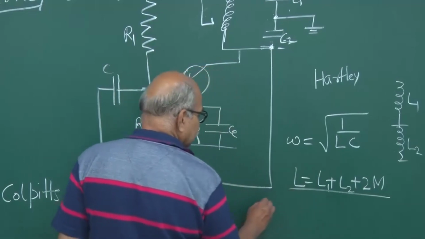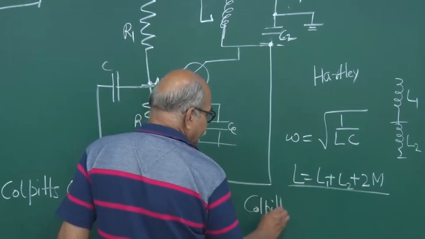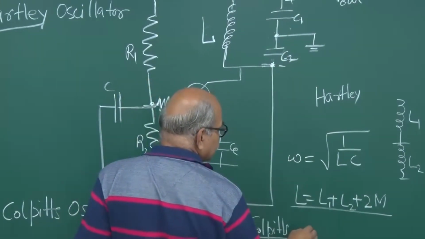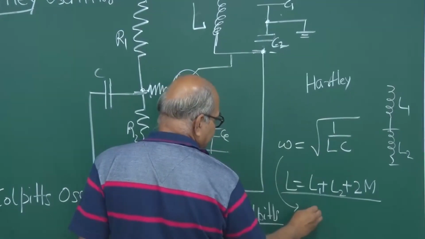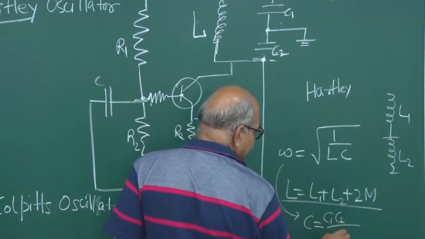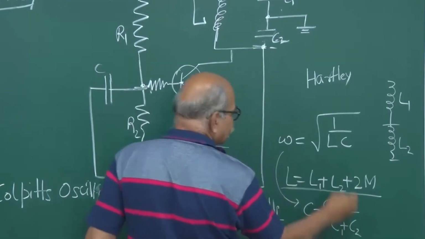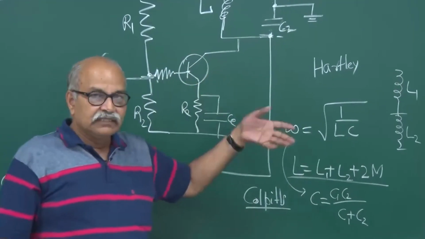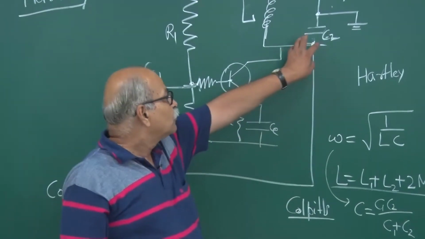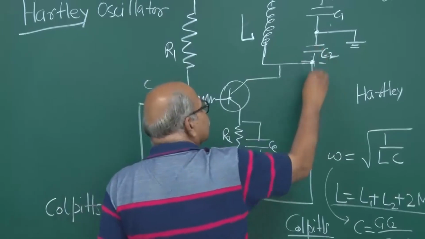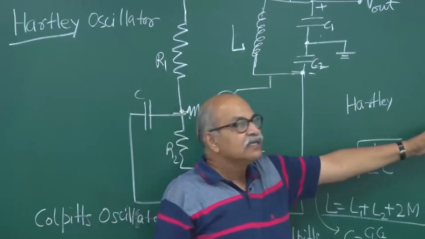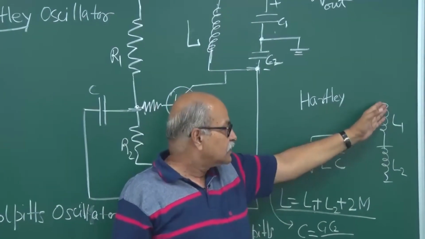And in the case of Colpitts, the capacitances are there in series. So here again the same story, but C has to be the series combination. So it will be C1 C2 divided by C1 plus C2, and whatever L is there. So this is how these things are determined. And how much of the signal goes into the feedback is decided by this ratio of C1 and C2, and for Hartley by the ratio of L1 and L2, because the same current is going.